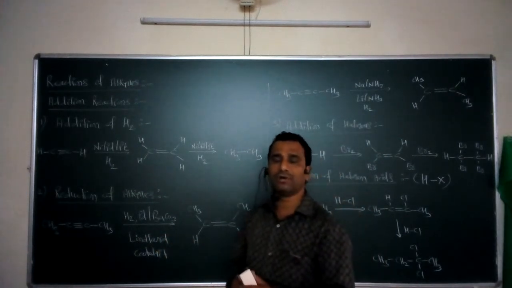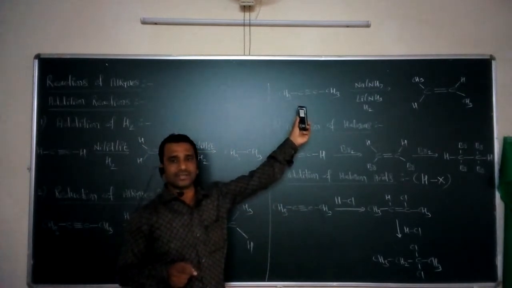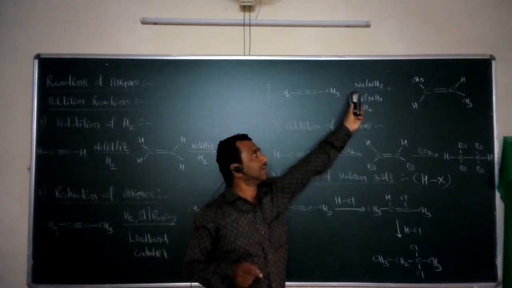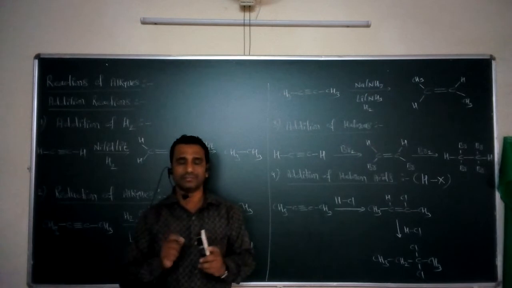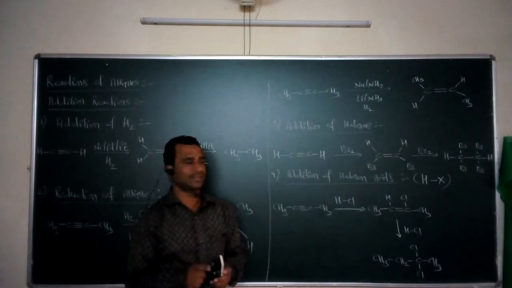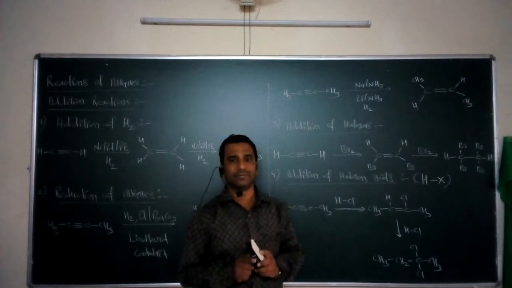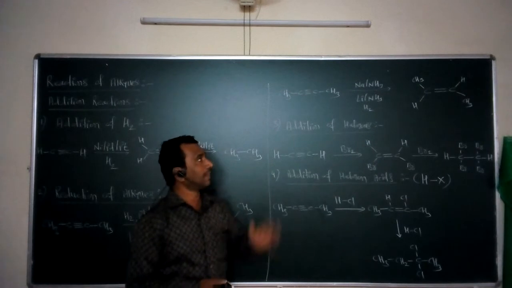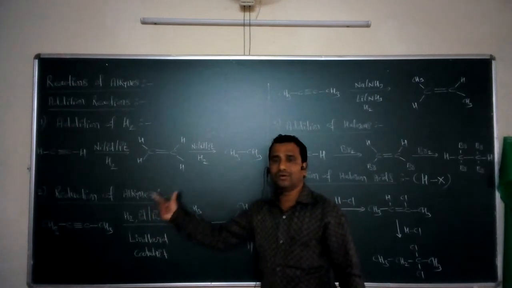Now suppose we want to form the trans alkene from the alkynes. For this purpose, again I take the same example of alkyne, 2-butyne. When 2-butyne interacts with either sodium in liquid ammonia or lithium in liquid ammonia, and H2 is added, then what happens? The addition of H2 takes place in a trans manner, and in this case we get the trans alkene formation. So this is called the formation of alkene from the alkynes.